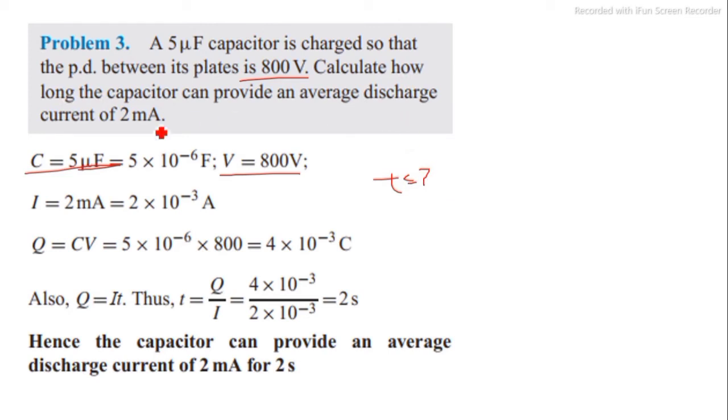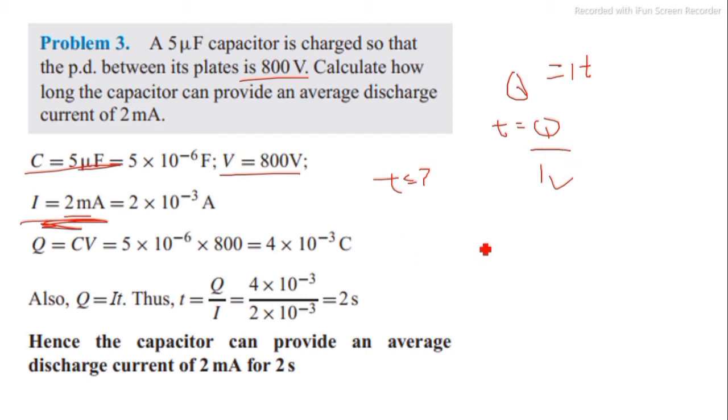How long the capacitor can provide an average discharge current of 2 milliamp. That means the current is 2 milliamp. If you convert this, that's 2 times 10 to the power minus 3 ampere. So if you use the formula, your Q equals what? IT. So to get your time, you're going to have Q divided by I. I give me the current, yes, but I don't give me the charge.